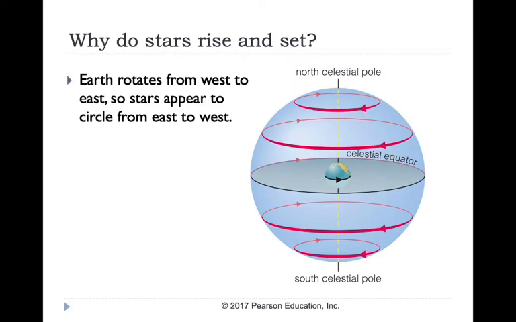And so why do stars rise and set? Well, it's because the Earth is rotating. And so the Earth rotates from west to east, so it appears that the stars are going from east to west. So as we rotate, we could see the stars. It appears that they're rising and they're setting.